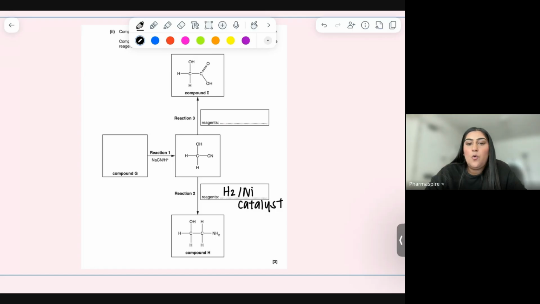I would go for, you can say, any aqueous acid. Okay, so you can say HCl, you can say H2SO4. Yes, that's to make an amine from the nitrile group. So I would say HCl and then H2SO4. So any aqueous acid is fine, okay?